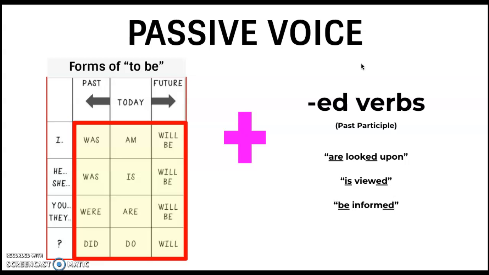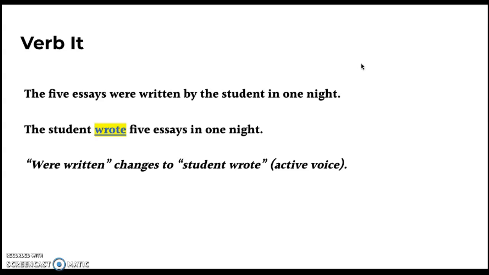So are looked upon, is viewed, be informed. These are all examples of constructions for passive voice in a sentence. So this is, again, when you're going to be looking at verbs. How can you change words to make them verbs, right? So, the 5 essays were written by the student in one night. Okay, that is passive voice.